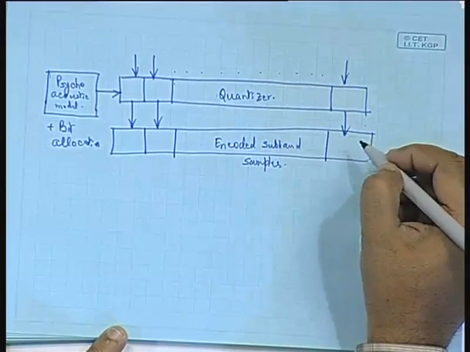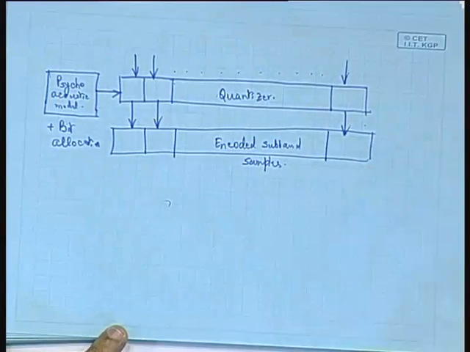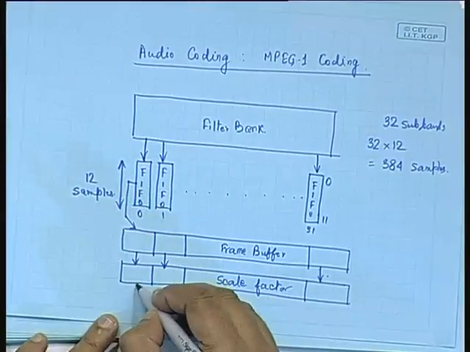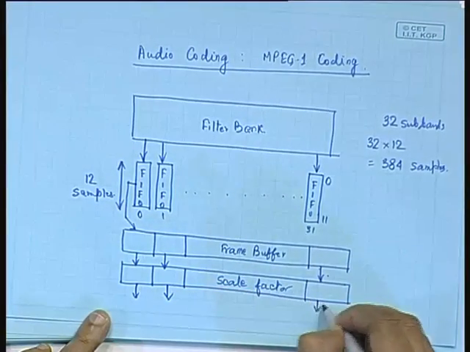For all the 32 subbands. So, this is the flow diagram. I could not draw it in one page. Okay, this was the first page.